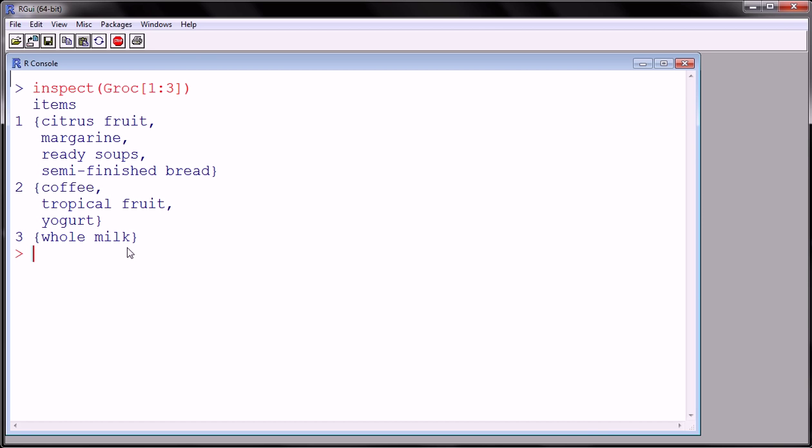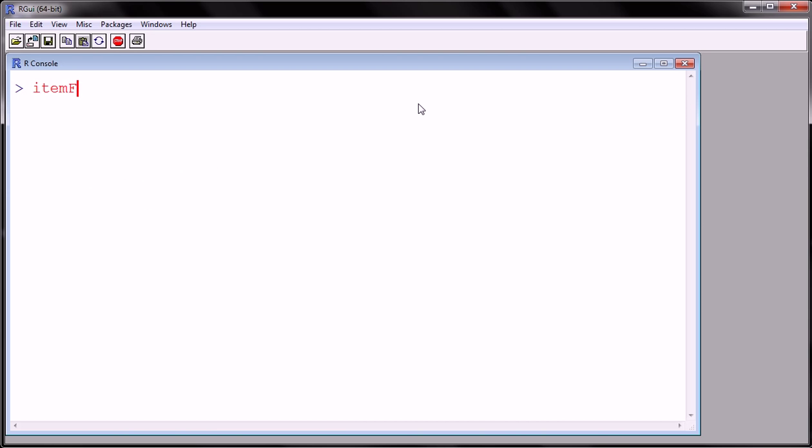Okay. The next thing I want to do is to talk about something more related to association rules, something called support. Support is lingo used in association rules for how frequently an item occurs in the data. In other words, in what percentage or proportion of transactions does a particular item show up? So for example, if whole milk is in half of the transactions, then the support for whole milk would be 50%.